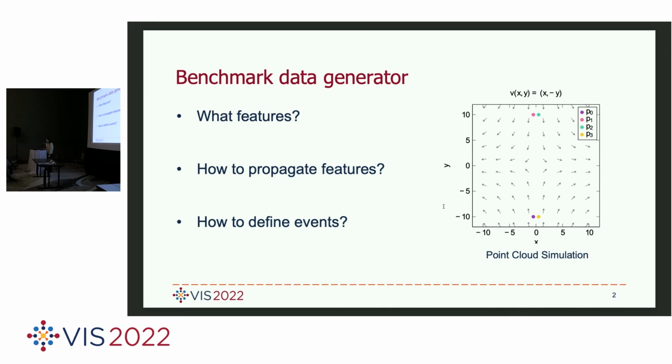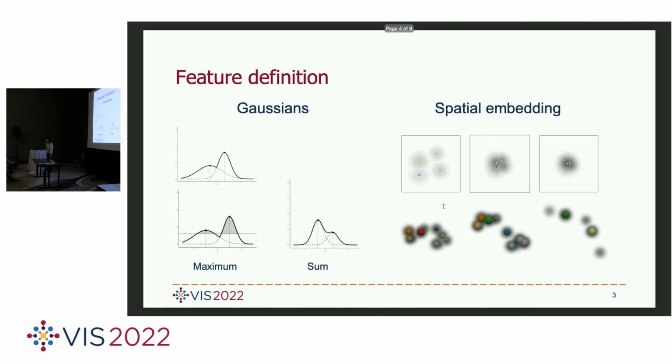So we simulated a point cloud through a domain, and we propagated the features throughout vector fields, and you can choose a simple or complex vector field. But as I said before, we needed to define features. And we started by saying, okay, each feature should have a value at the point, and the value should extend from the point. And we decided that each point carries a Gaussian function.